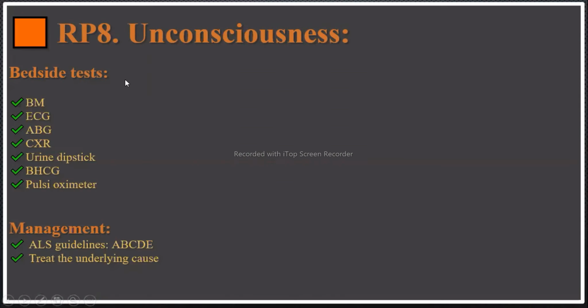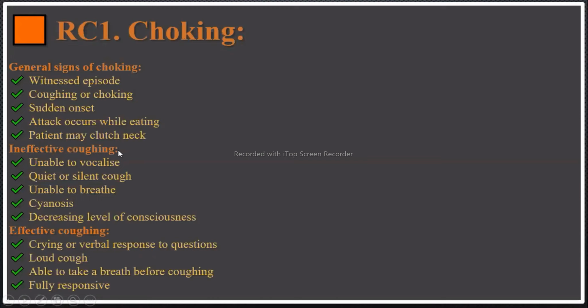So bedside tests, whatever the cause: first of all blood sugar, ECG, ABG, chest X-ray. So these are bedside tests for any unwell patient. Urine dipstick, beta HCG if female, pulse oximeter. The management here, you have to follow ALS guidelines: airway, breathing, circulation, disability, and then treat the underlying cause.